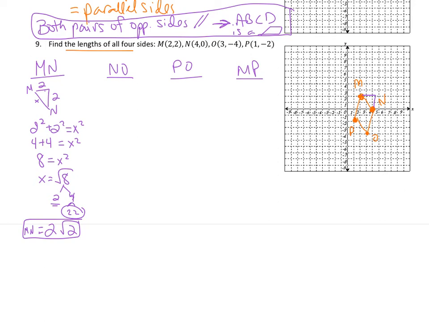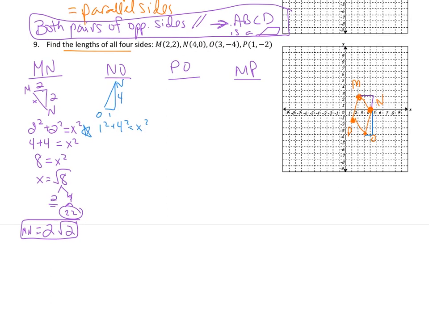We're going to do the same thing now for NO. So N to O, draw your little triangle. So it's a little bit taller up and down. And across there's only 1 little space, but up and down there are 4. So I would have 1 squared plus 4 squared equals x squared. And now I want you to tell me, what is your x value going to be? Once you simplify, you'll get a 1 plus a 16. So you get a 17 equals x squared, and then you take the square root of that. With 17, there's no perfect squares we can pull out, so that's all that your NO side is going to equal.